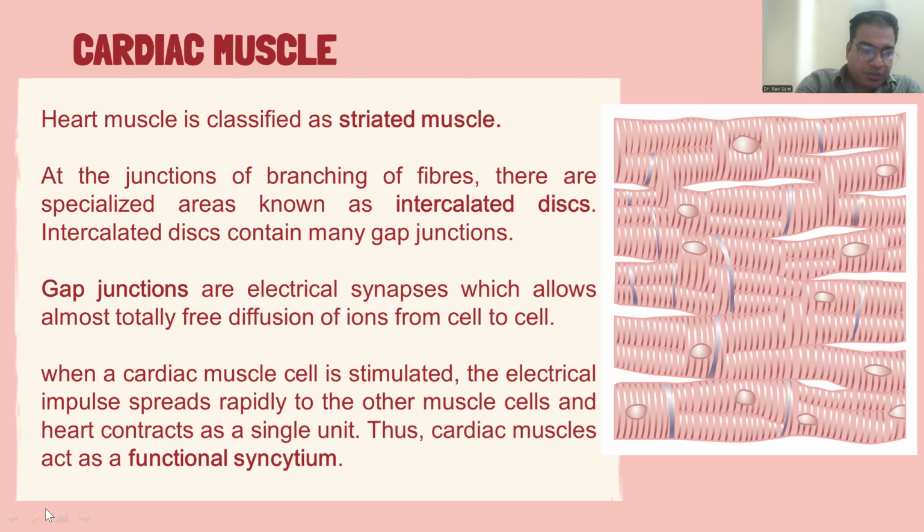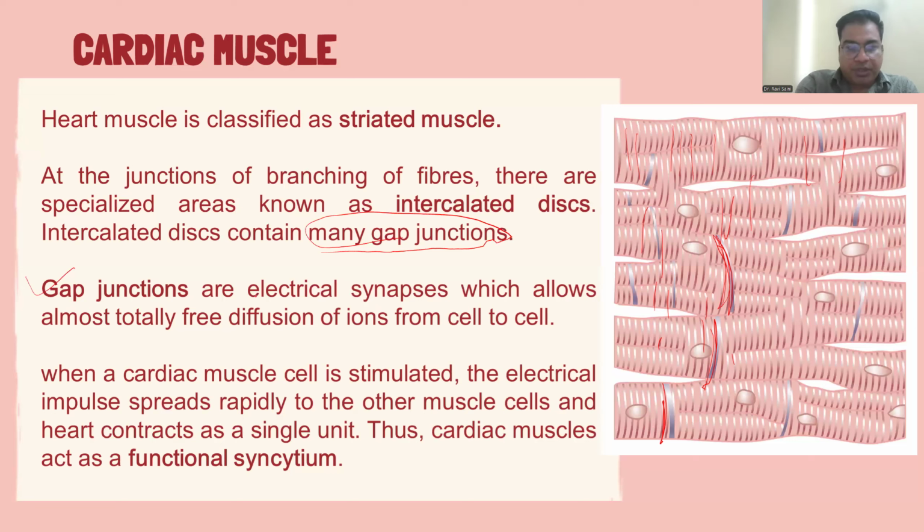So in this image, we can see that there are striations, alternating light and dark bands. Due to the presence of these striations, heart muscles are classified as striated muscles. And at the junctions of branching, there are intercalated discs. These intercalated discs contain many gap junctions.